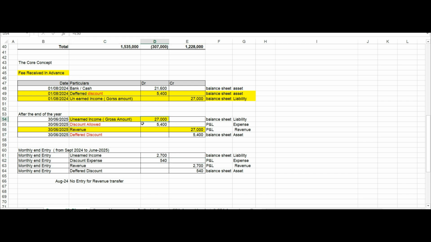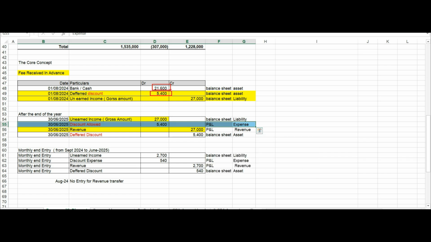But hold on a second. What you will do, you will debit discount allowed, which is an expense account, with 5,400, and you will credit the deferred discount. What we are doing is removing it. So you will credit this with 5,400 and debit this with 5,400. So this amount has been shifted from asset to expense account. So asset is being credited and this expense is being debited.